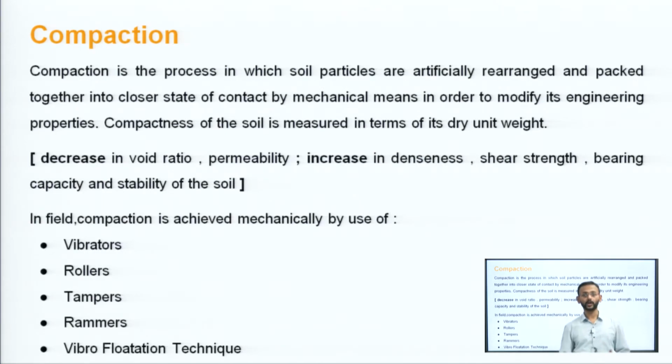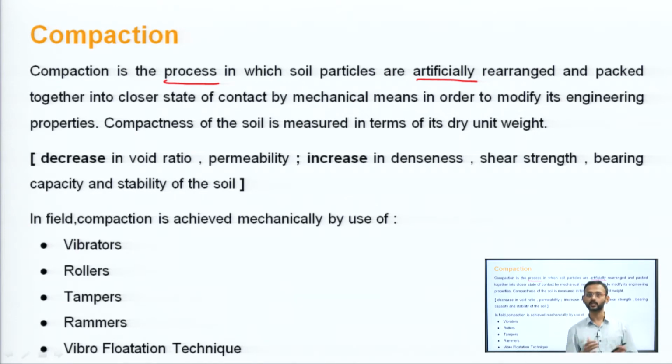Now, let us look at what compaction is basically. Compaction is the process in which soil particles are artificially rearranged. Okay, important thing, see, soil particles and then artificially rearranged. Artificially, that means it is not a natural process, that is we have to do this.